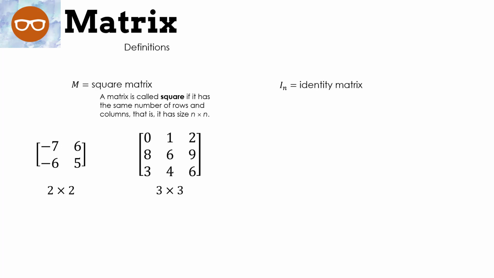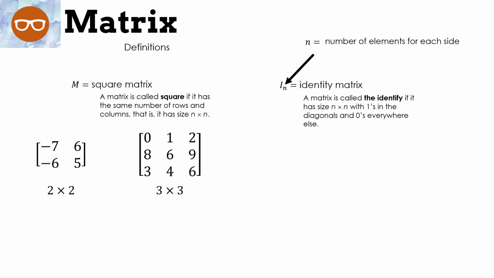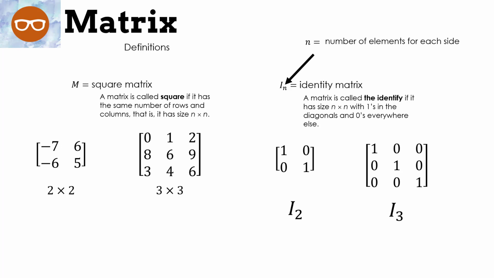I sub n equals the identity matrix. A matrix is called the identity if it has the size n by n with ones in the diagonals and zeros everywhere else. The n here tells us the number of elements for each side. Remember, it's a square. This is an I sub 2. You're going to notice that I have ones in the diagonals and 0 everywhere else. Here's another example. This is the identity sub 3. That means it's a 3 by 3. And you'll see that I have ones in the diagonals and zeros everywhere else.